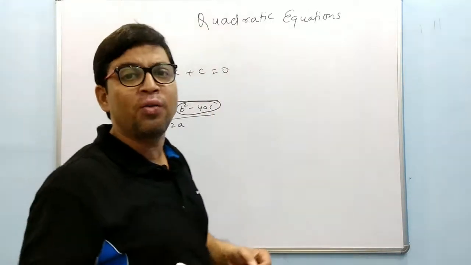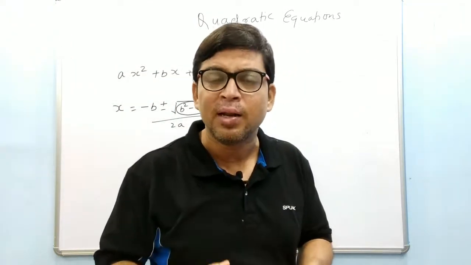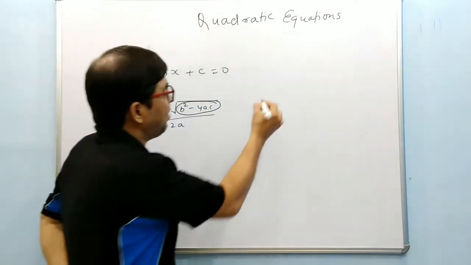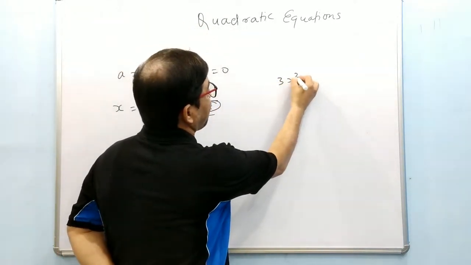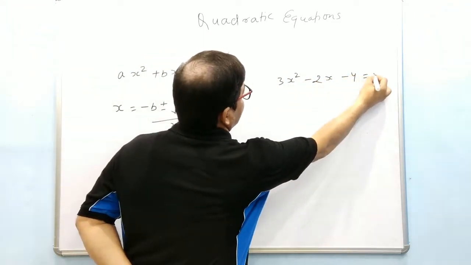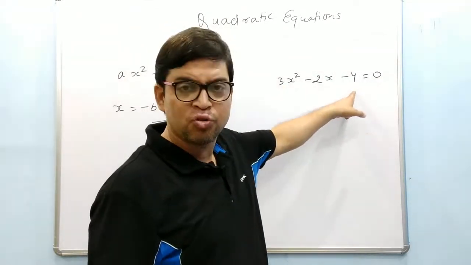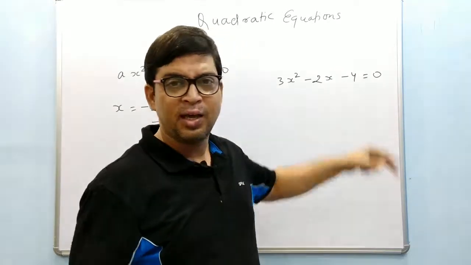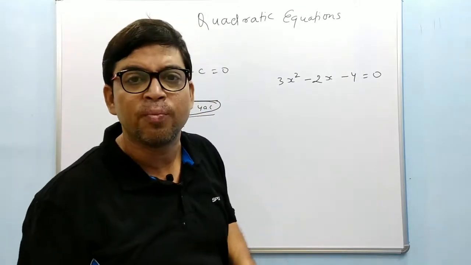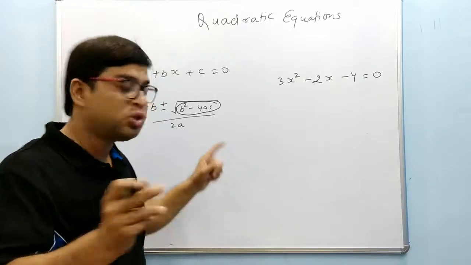Now we will solve a quadratic equation which is not easily factorizable, with the help of the formula given here. Suppose I am taking one equation, 3x square minus 2x minus 4 is equal to 0. We need to solve it. We cannot factorize it because the product is coming out to be 3 into minus 4, minus 12, and minus 12 cannot be factorized in a way to give minus 2. So we will use the formula.